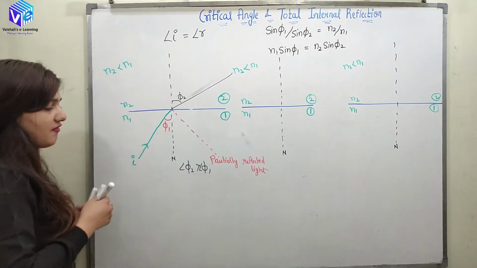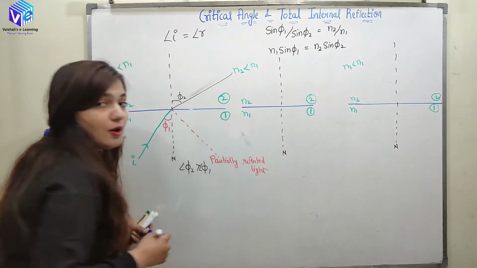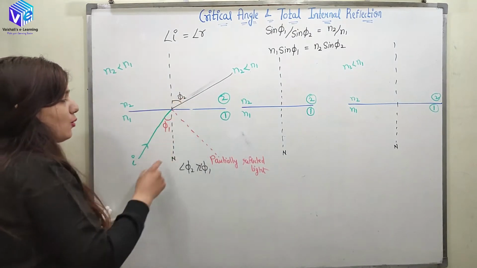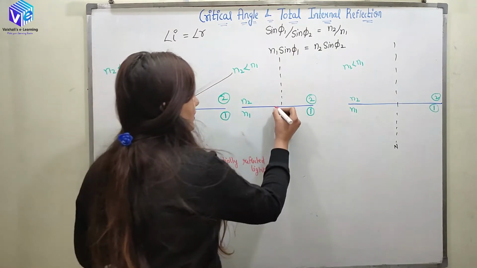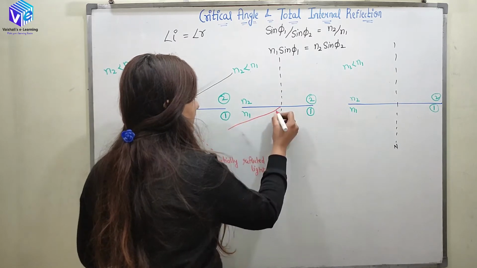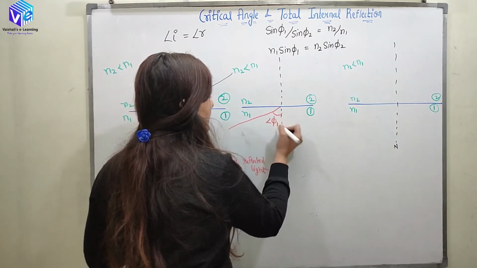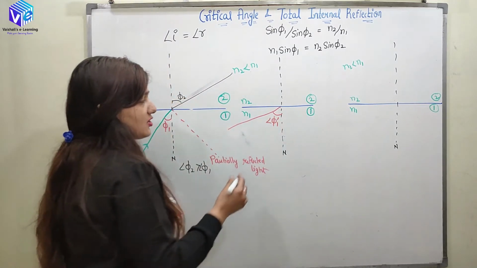The angle phi 1 is lesser than the angle phi 2. So now what can I do? I can increase the angle. Suppose I am increasing the angle of incidence. So this is my new angle of incidence, which I am denoting with angle phi 1 dash.